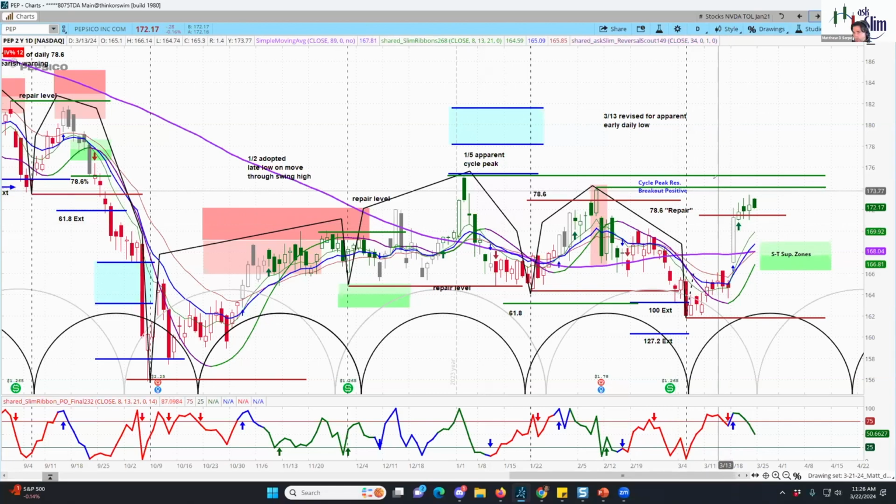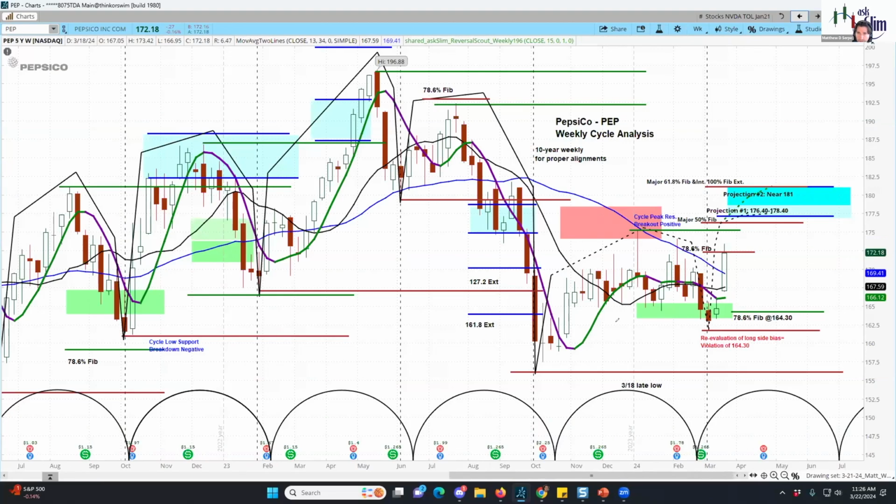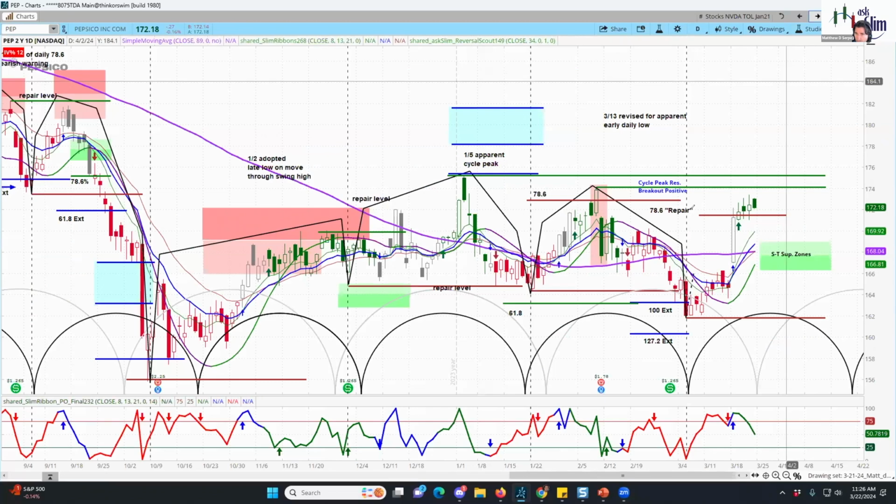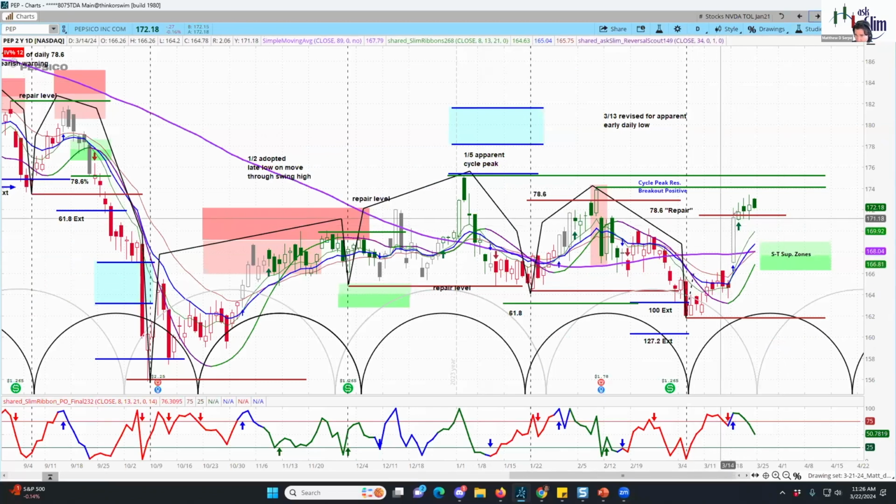It needs to go to really break out above that prior cycle peak, which would confirm that we have a positive cycle structure, and that this prior low that we saw on the weekly is very important, likely setting into motion a multi-month move to the upside. So in terms of the look on the daily that's supporting the overall bullish thesis, we have that repair that has been done through that 78.6. We have positive momentum on both the reversal scout and our slim ribbon.